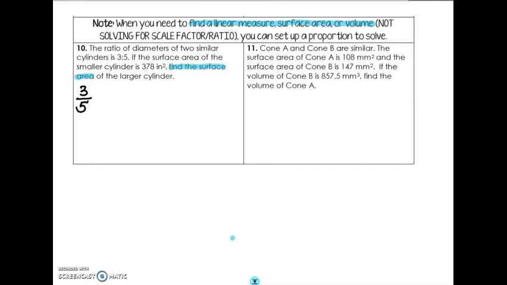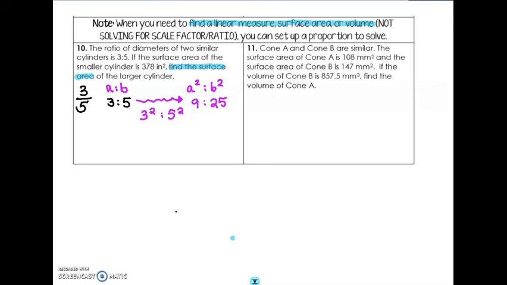That's already simplified. Great. 3 to 5 is my scale factor because it's based off linear measurements of diameter. Remember, diameter is a linear measurement, so that is going to be my regular scale factor, A to B. I need to solve in this case for the surface area, so I need to relate to my surface area ratio. That's going to be when I square A, so 3 squared, and when I square B, so 5 squared. That's going to be 9 to 25.